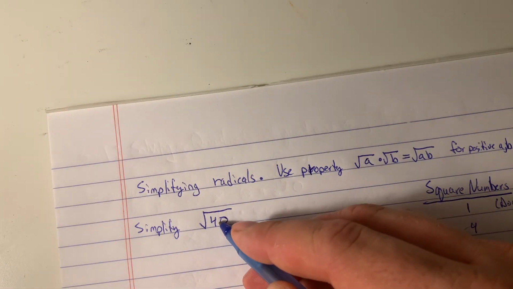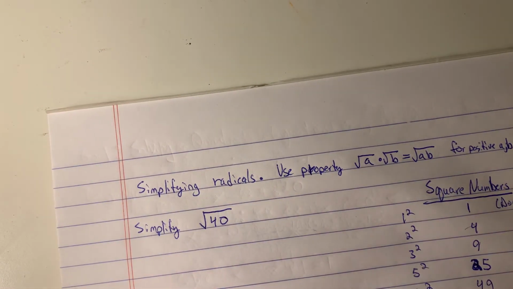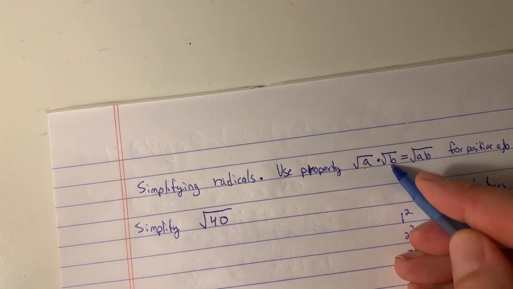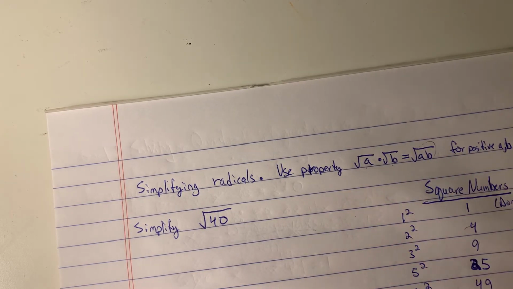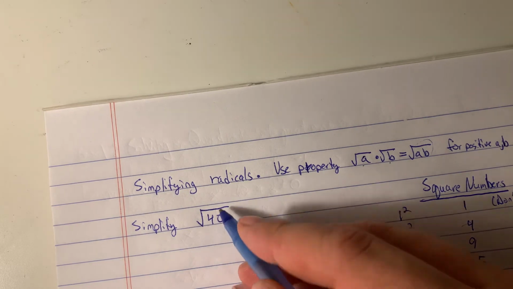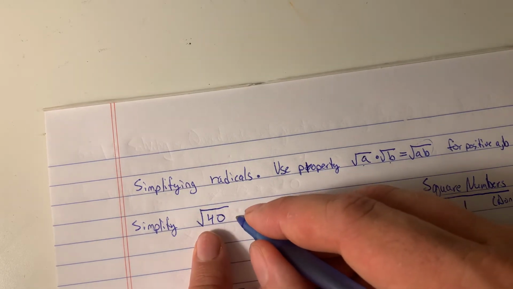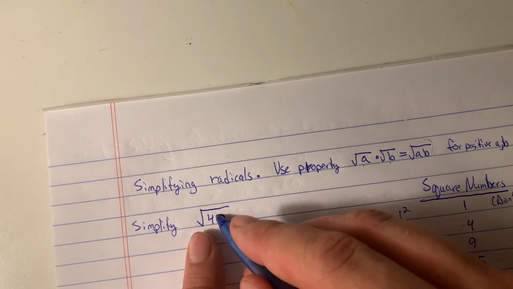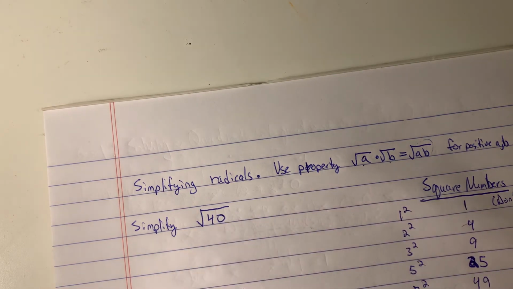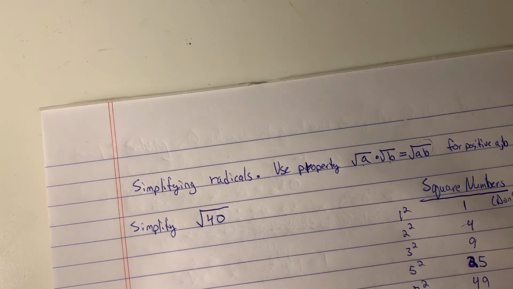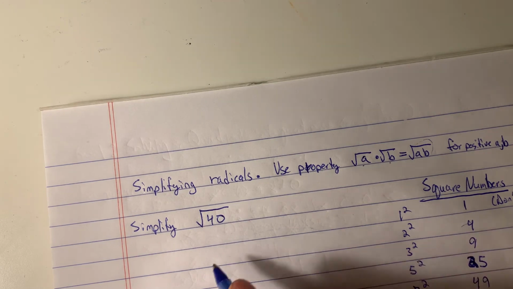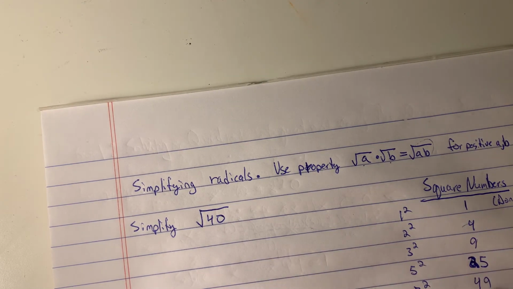This is how we simplify radicals. We're going to use the property that the square root of a times the square root of b is equal to the square root of a times b, and that's true for positive numbers. And so what we're going to look for is numbers we can actually do the square root of. There's multiple ways to simplify square roots, and my favorite, the way that I feel like is the fastest, is to make use of square numbers that we can actually do the square root of.